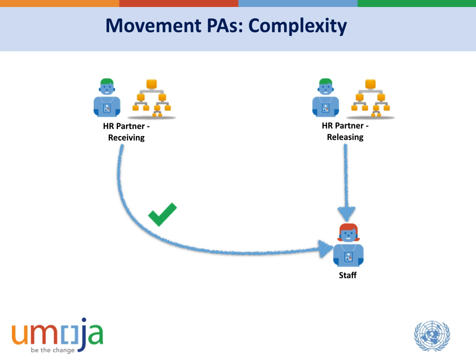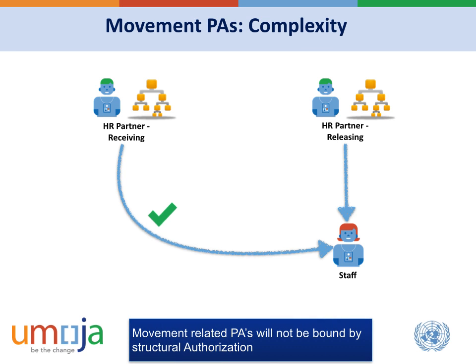things become complicated because the structural authorization has to open up for those actions. If I have a rigid structural authorization, a person cannot move from one area to another, or the movement can happen only by an HR partner who has control on both receiving and releasing side. So to enable the process to work seamlessly, we have adjusted the authorization part of the business to enable the personal actions or any movement-related personal actions can happen seamlessly.